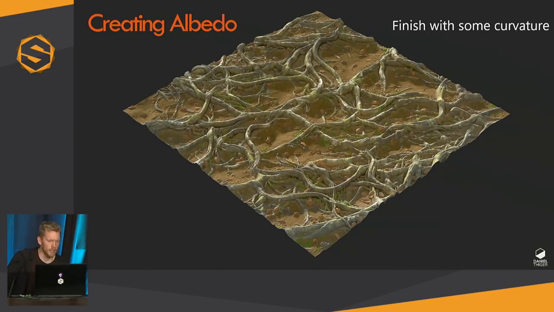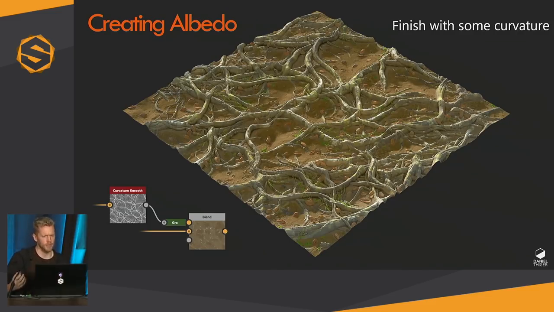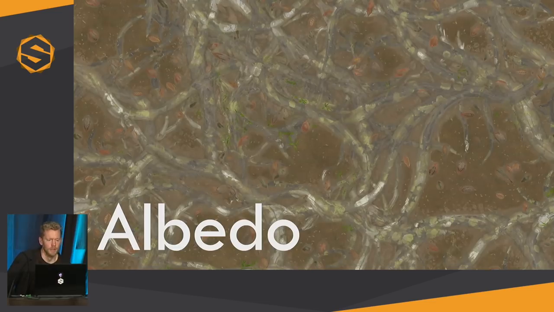And the final step is I blend on some curvature at the end. It just tucks in the shapes. Probably some PBR fanatics will scream or throw tomatoes at me for this, but it just makes it sing a little bit better. And I'm using the curvature smooth on here for that. And this is our final albedo.